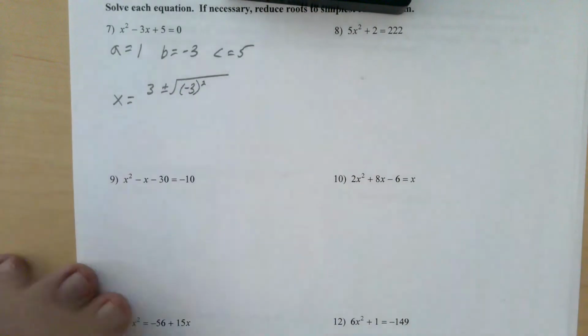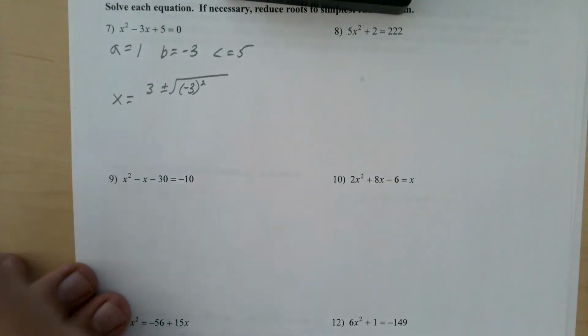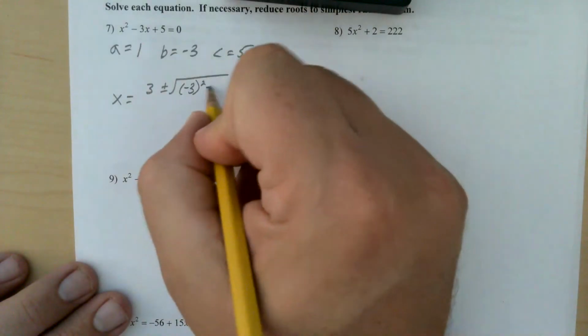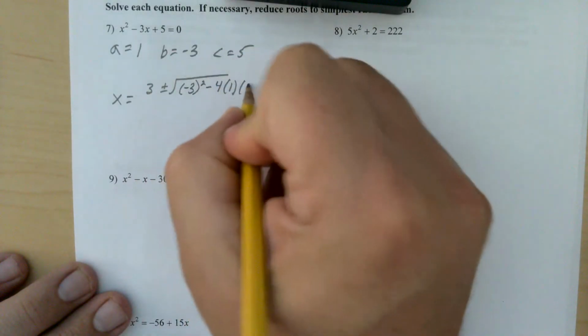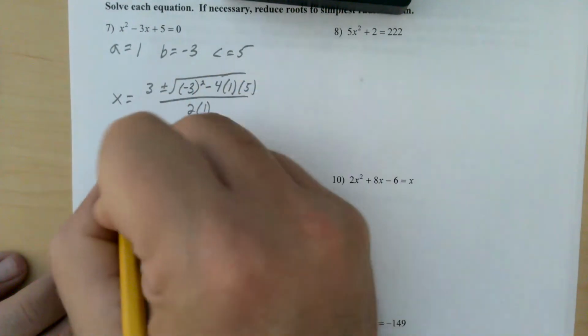Please put this in parentheses before you square it. Okay, negative 3 squared is a 9. It must be in parentheses. The calculator reads that as negative 9. Minus 4 times A times C, all over 2 times 1.